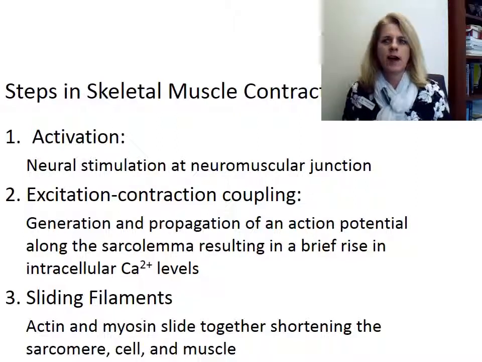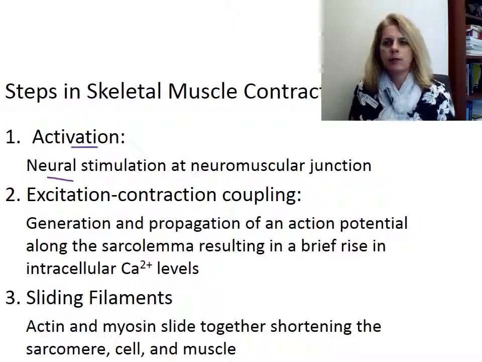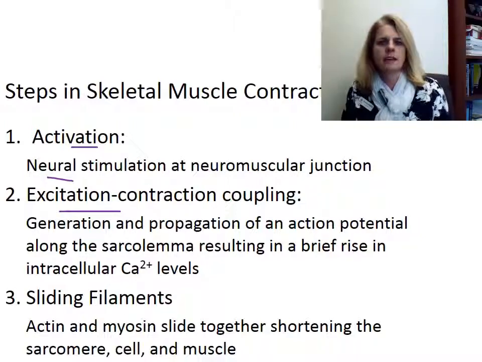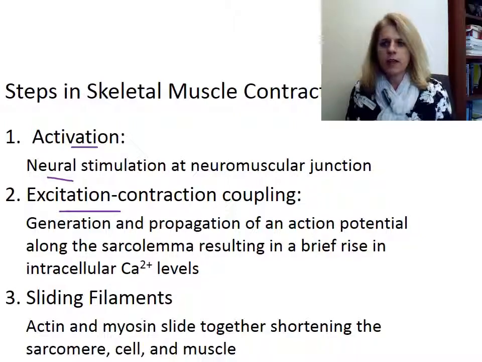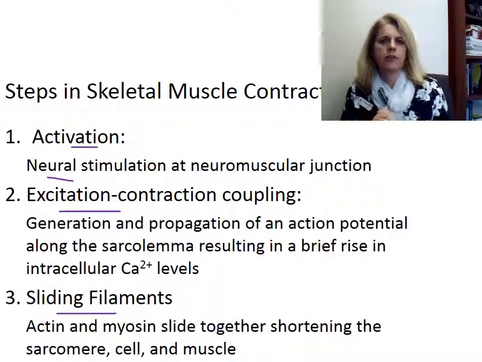We're going to talk about activation, which is basically the nervous system stimulating the muscle. We're going to talk about something called excitation-contraction coupling, and we're going to talk about the sliding filament theory. Okay, so these are all coming in your next couple of videos.